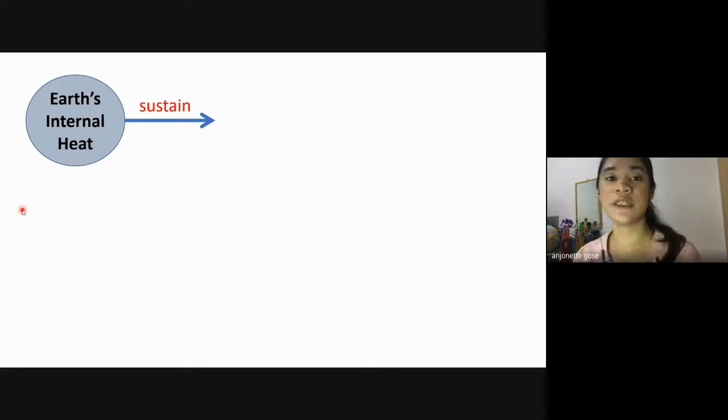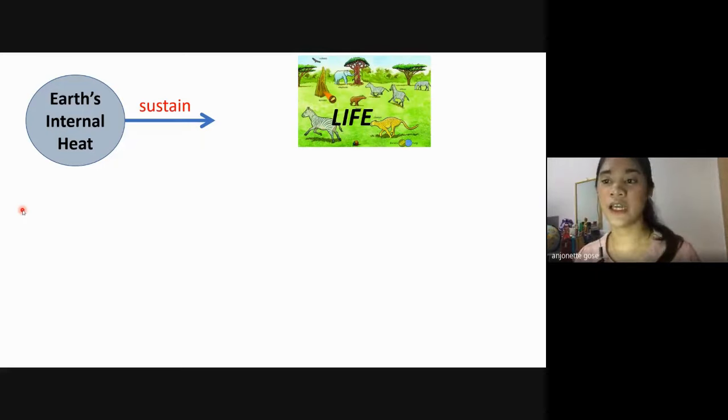Now, the Earth's internal heat, or the heat emitted by the Earth itself, is important to sustain life. So, life from microorganisms to macroorganisms, from very small organisms, from bacteria to a giant blue whale. Of course, including us humans. As you have all known, the sun is the major source of energy. Am I right? We already knew that it's the sun who gave us the energy.